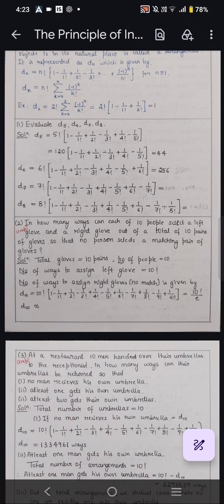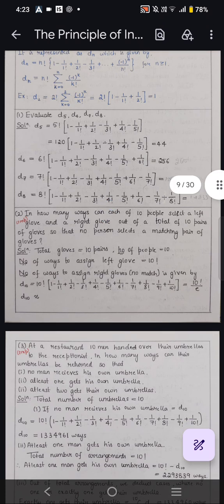Then evaluate d5, d6, d7, d8. For this also it is the same thing. For d5 we take the formula till 1 by 5 factorial, that gives 1 minus 1 by 1 factorial plus 1 by 2 factorial minus 1 by 3 factorial plus 1 by 4 factorial minus 1 by 5 factorial. It goes till 5 for d5, till 6 for d6, 7 for d7, and for d8 it goes till 8.